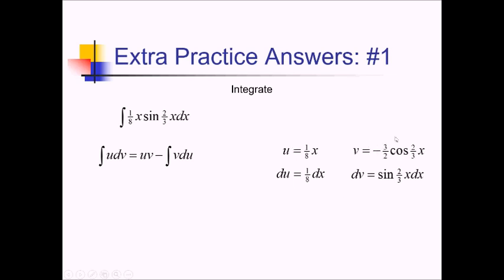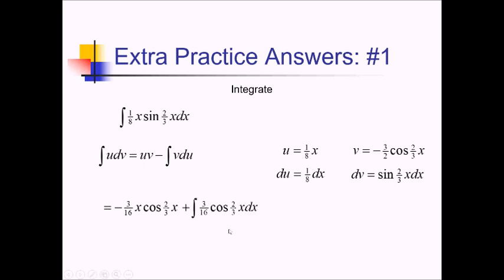All right, using the 7 to put these things together, we go this way, then this way. uv, let's see, if I multiply this stuff together, that's going to be negative 3/16 x cosine of 2/3 x. There we go. So that's uv. And now v du, that's going to be this stuff here times 1/8. But we're going to be subtracting that whole integral, so we're actually going to be adding the integral of, let's see here, 3/16 cosine of 2/3 x dx.